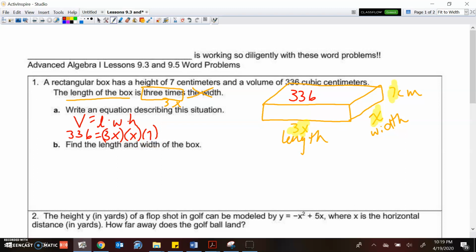Now your job is going to be to simplify this for part A. Okay, write an equation. So simplify that, that will be your equation. Now for part B, you're going to go ahead and find the length and width of the box. You're going to solve this equation, and once you find what x is, you can sub it back in to find the length and width.